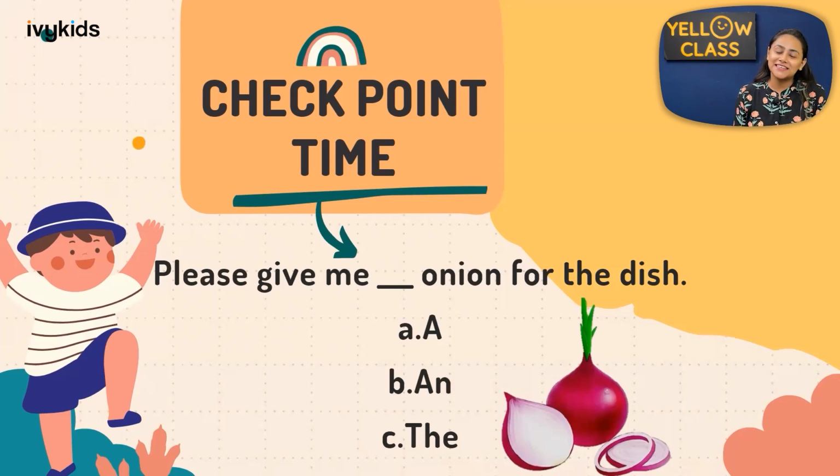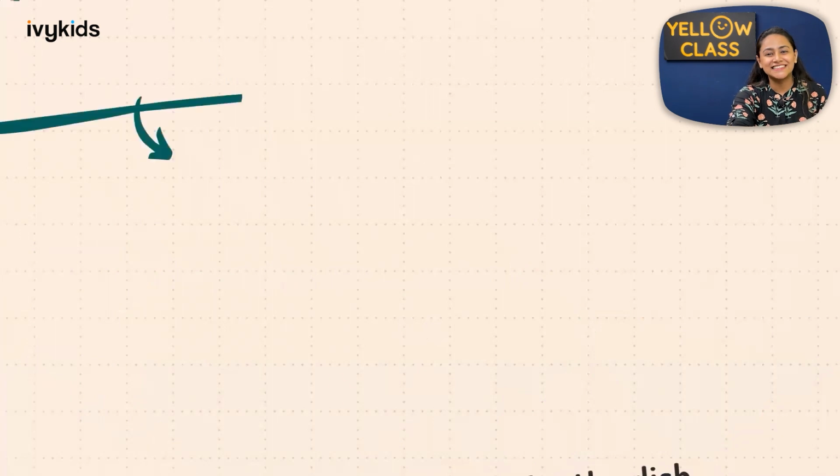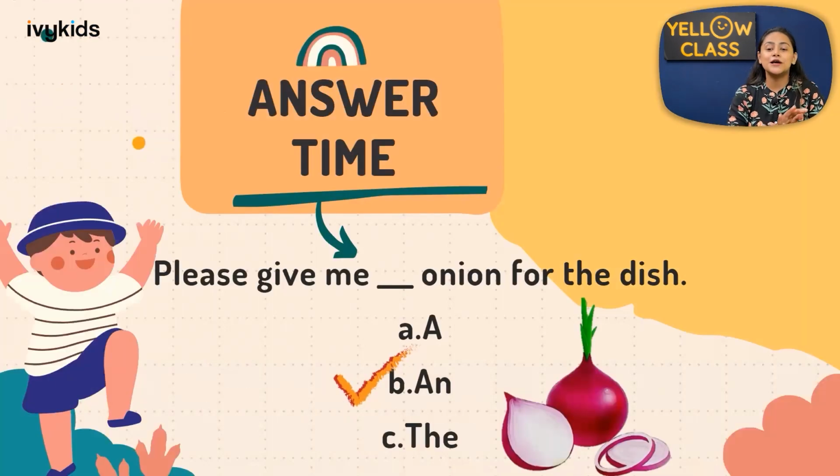Great everybody. Keep participating. Nice. Okay, so let's see the answer. So yes, please give me an onion. I'm specifying that I want one onion. That's why I said an onion for the dish. Right? Great. We will learn with practice, right? We have to practice more.